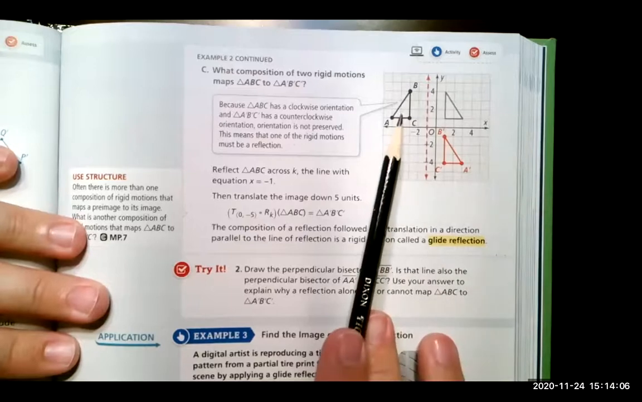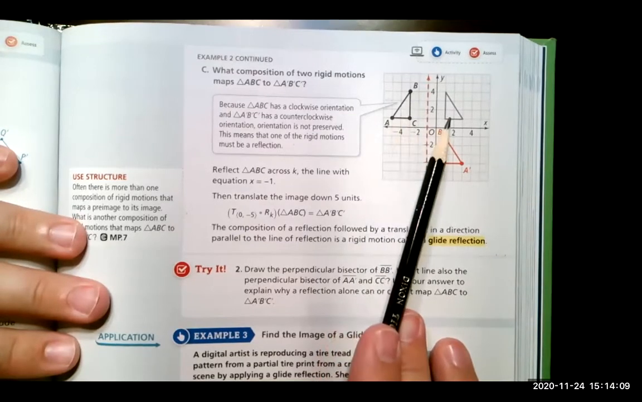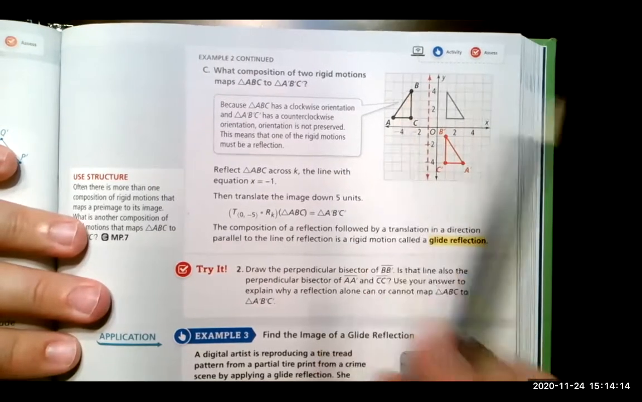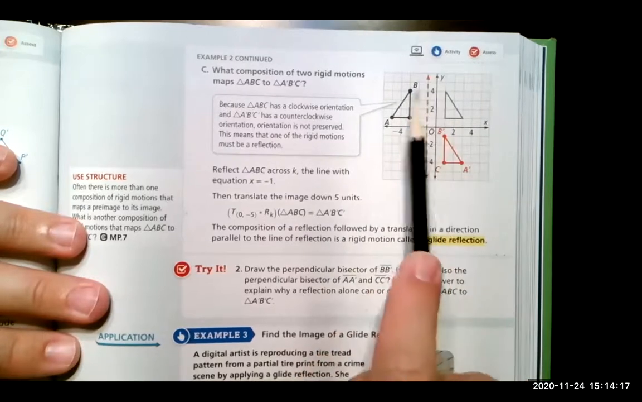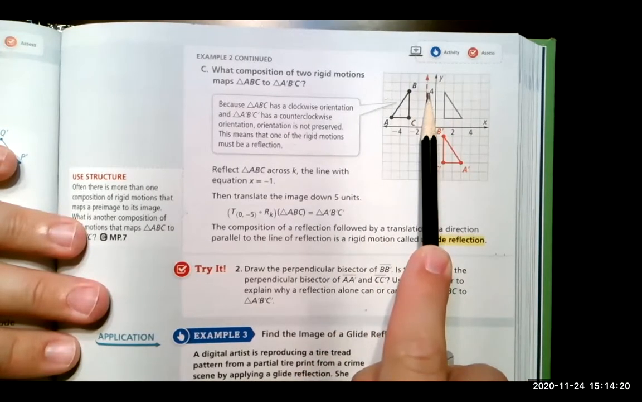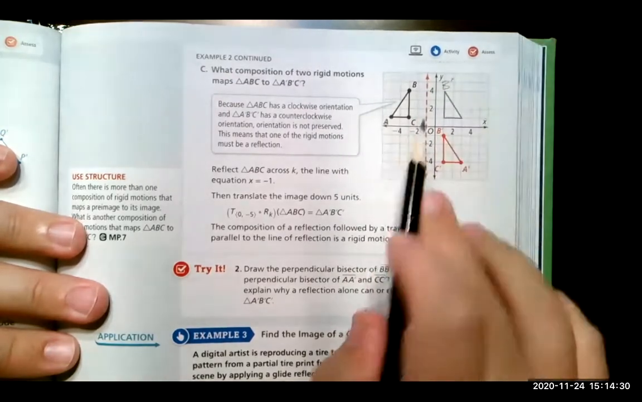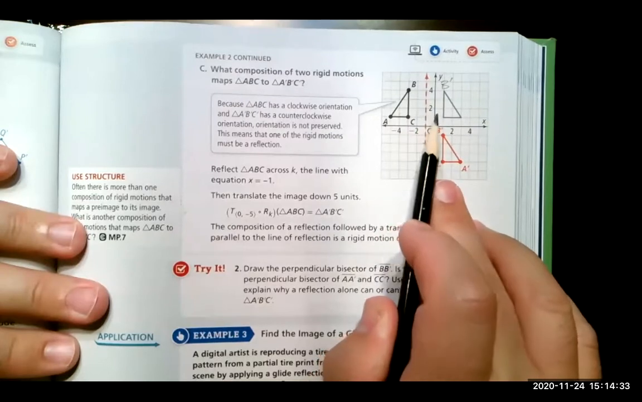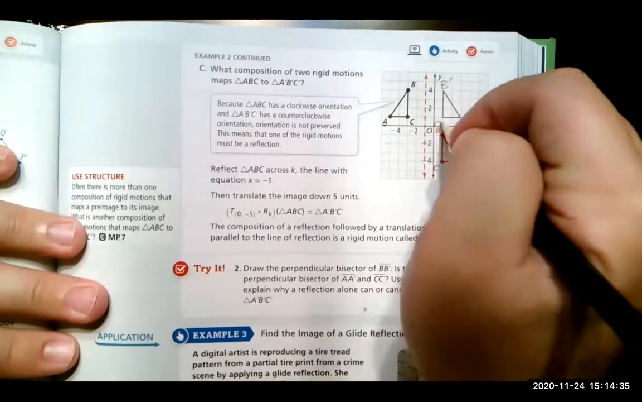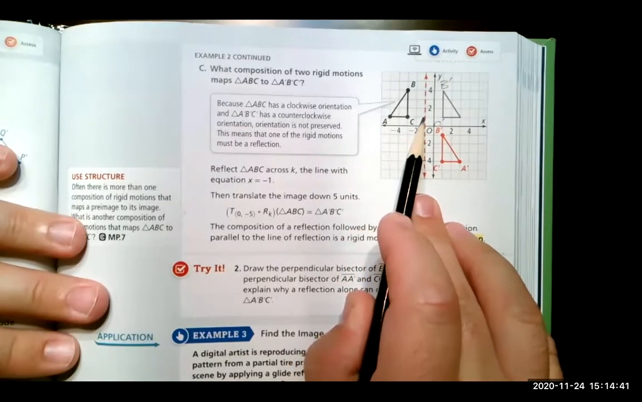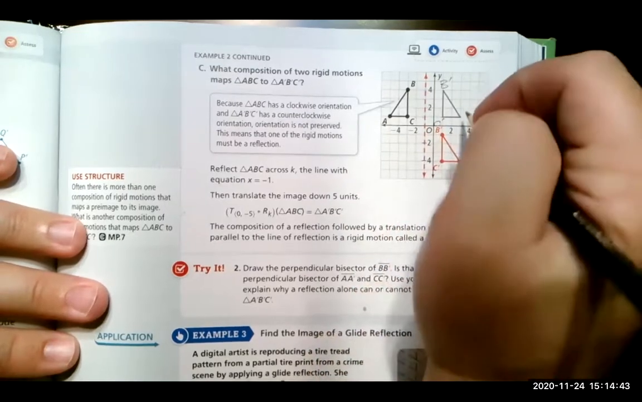If I reflect this pre-image across that line, x equals -1, you'll see that the distance was preserved, right? So if this is my line, this dotted line, from B to my line of reflection is 2 units. So my image has to be on the other side of that line of reflection 2 units away. So this is B prime. C is 2 units away, so C prime has to be 2 units away. And then A is 1, 2, 3, 4 units away, so A prime has to be 1, 2, 3, 4 units away.